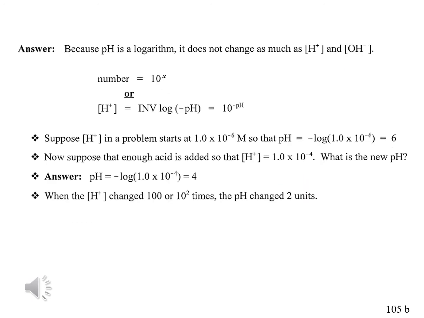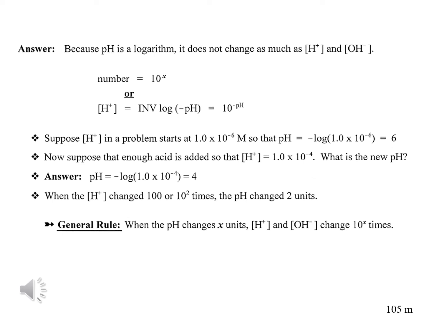I want to put this in the form of a rule that we can test. So in that problem, we said that when the concentration of H plus changed by 100 or 10 squared, the pH changed by 2 units. You can say that in general by saying that when the pH changes x units, the H plus or the OH changed 10 to the x times. If you plug in the 2 for the pH units change, you can plug in the 2 for the x. So when it changes 2 units, you change 10 squared times.